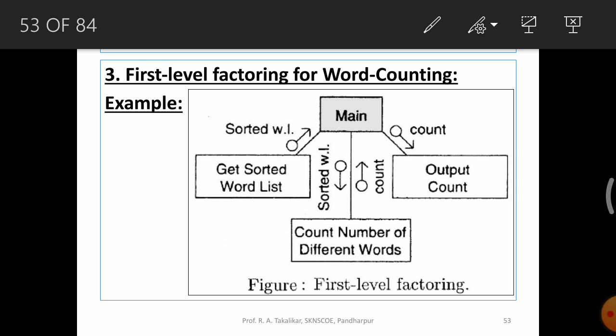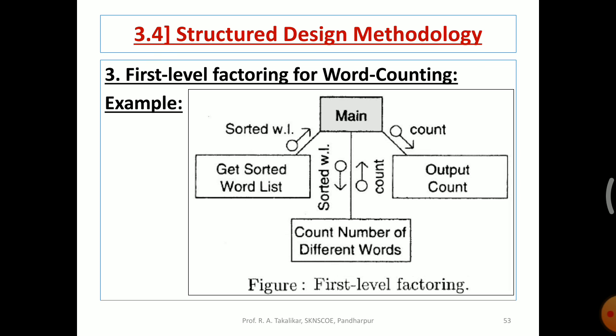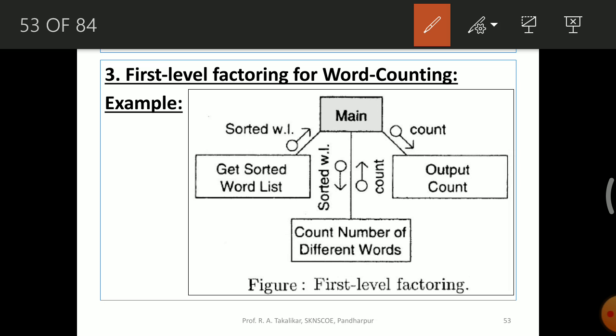So the diagram shows this get sorted word list module, it sends the sorted word list to the main module. Means this module has performed the sorting task and the sorted word list will be transferred to the main module. Now this main module wants to perform the counting operation. For that, it takes the help of this module, the output count module.